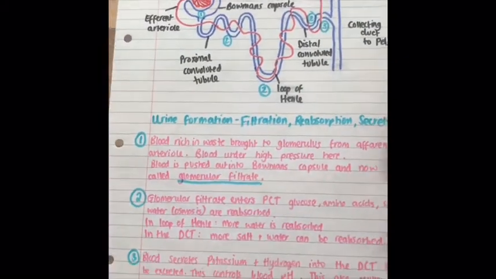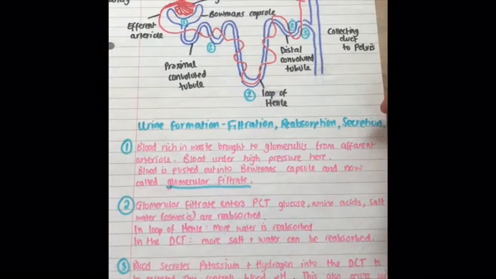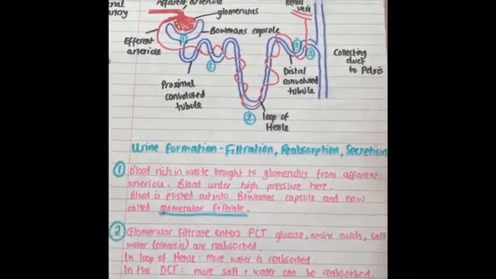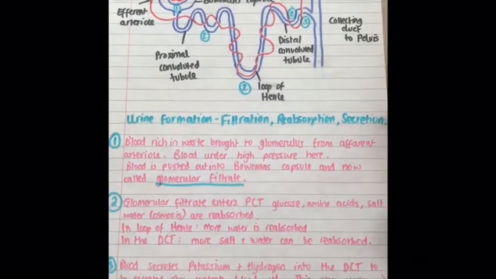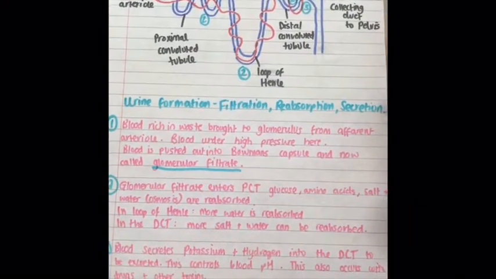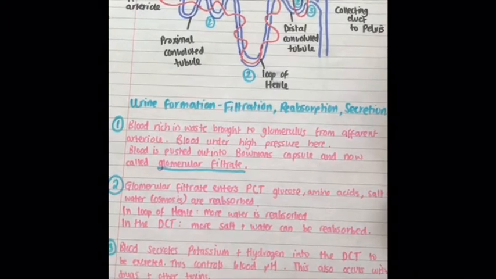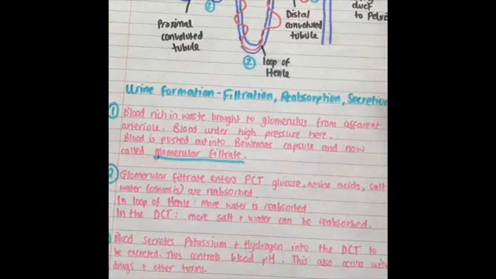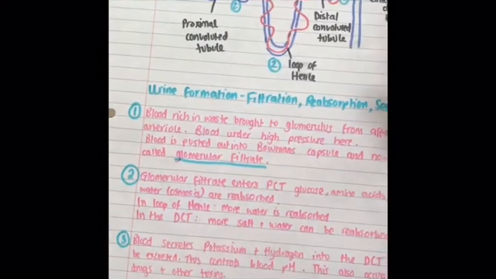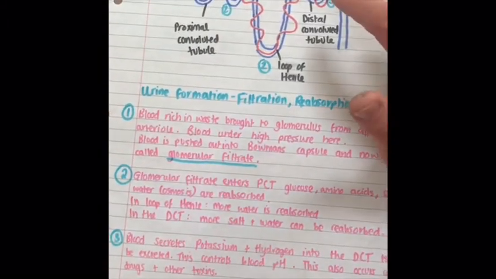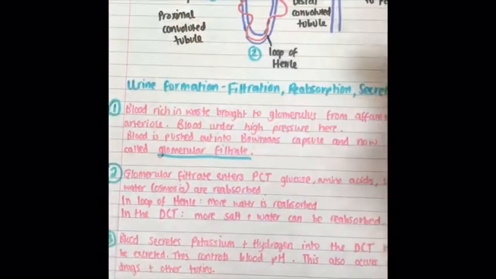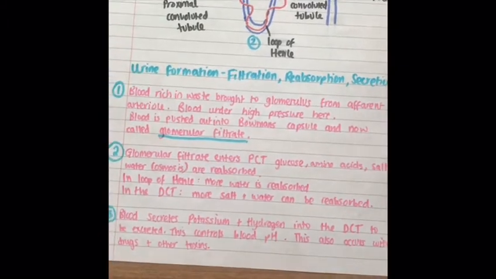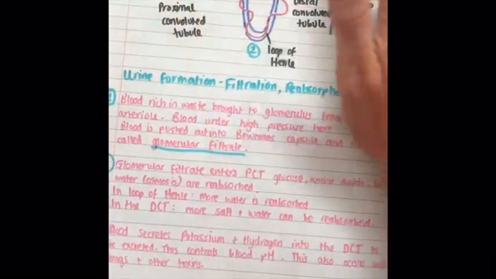Okay, going through the stages of urine formation. First part is filtration. So what does filtration mean? Basically, the blood is being filtered. So blood that is rich in waste products is brought to the glomerulus by the afferent arteriole. This blood that's rich in waste is under high pressure at this point here, and it is forcing all of the substances out of the blood into the Bowman's capsule.